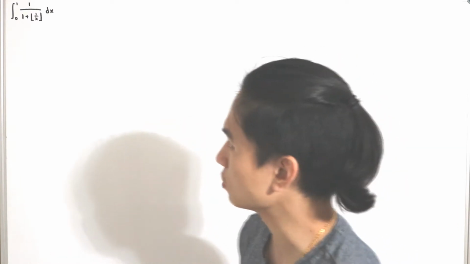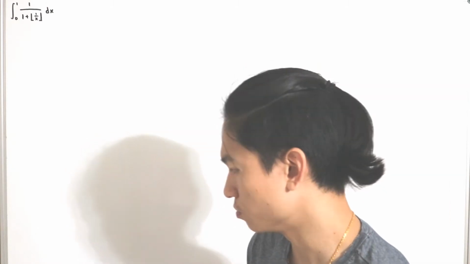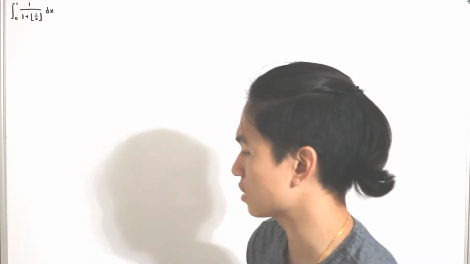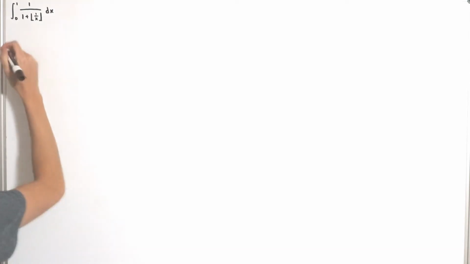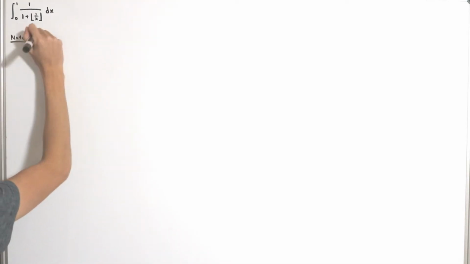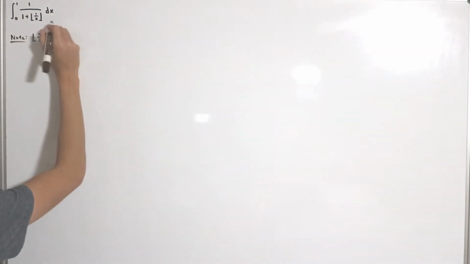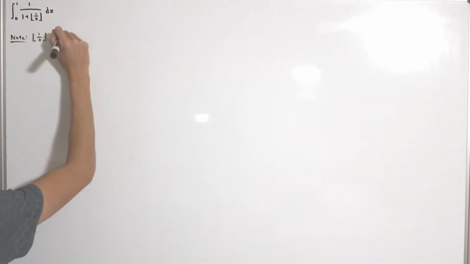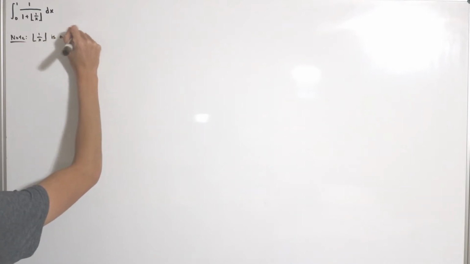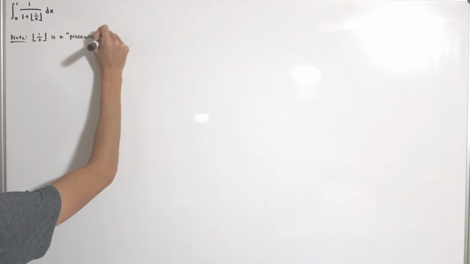So simply, one thing to consider is that the floor of 1 over x is actually known as a piecewise constant. Let me just write this little note: the floor of 1 over x is a piecewise constant.